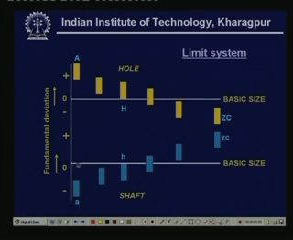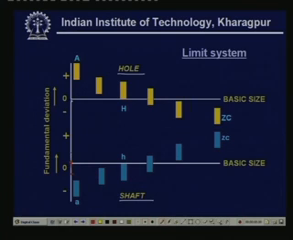Say this is the basic size of the shaft, and this is the basic size of the hole. This is the shaft and the hole. Whenever we cross this zero point, this is more than the basic size. When you go down, this is less than the basic size, and that is what we understand as the fundamental deviation, what we have learned just before.